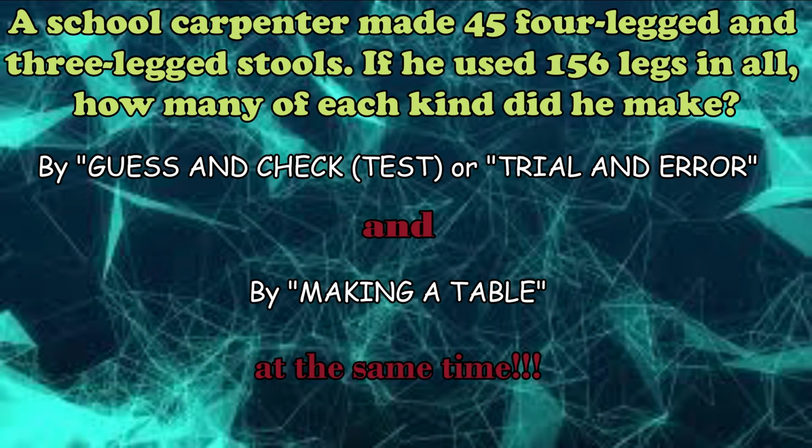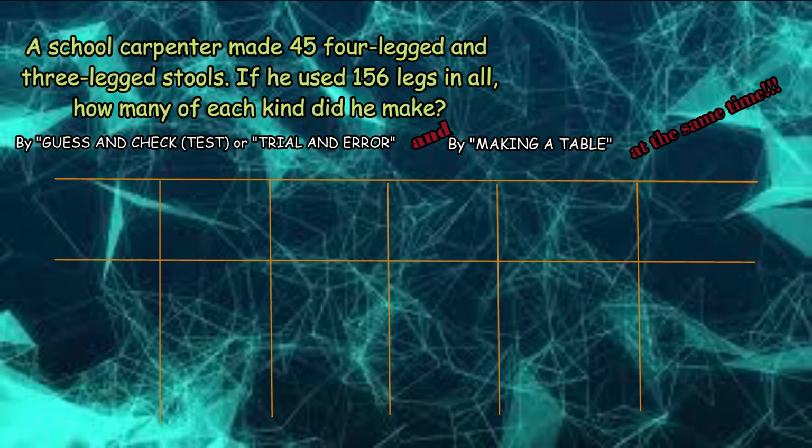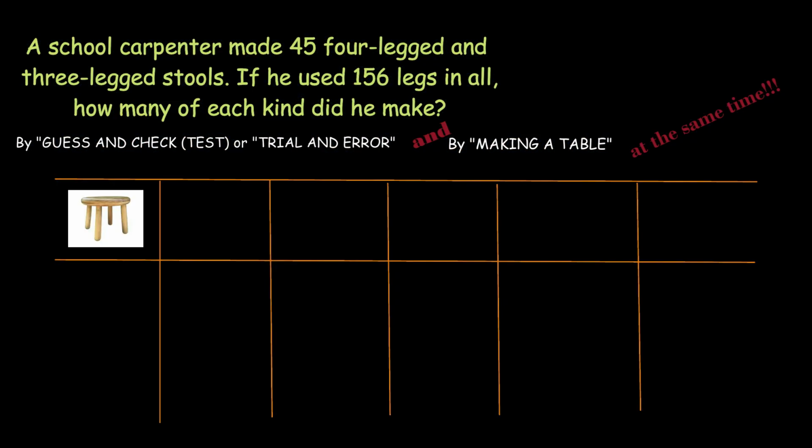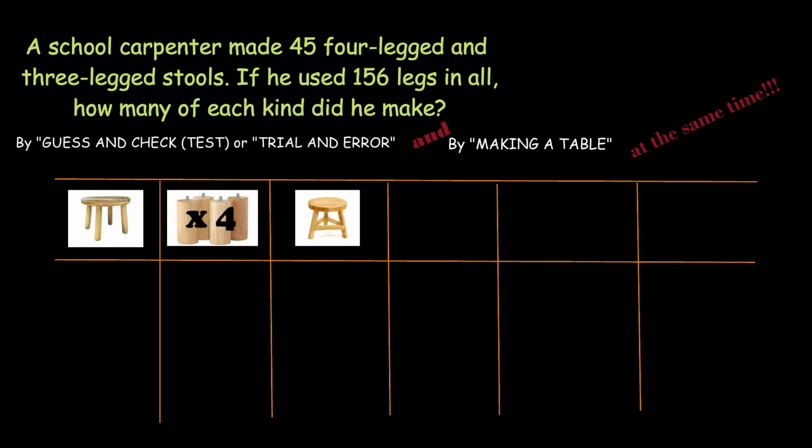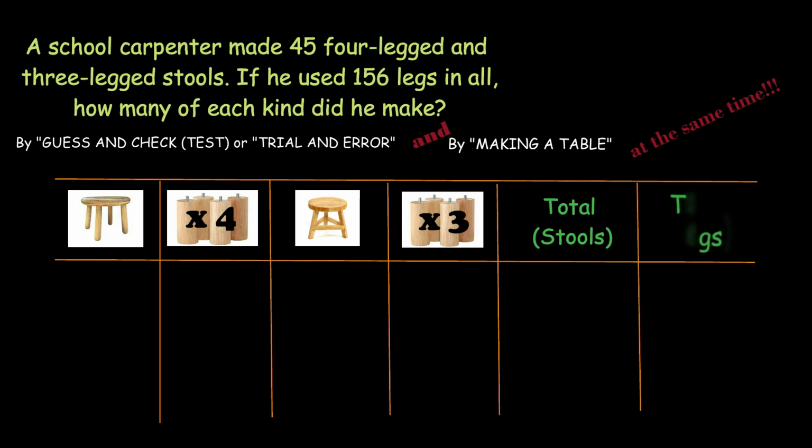Okay, so let us first have the construction of the table. The first column would be the four-legged stool, and the next column would be times 4, and the next would be the three-legged stool, and then the next column would be times 3. The fourth column would be the total number of stools, which should always be 45, and the last column would be the total number of legs used for the three-legged and the four-legged stools, which should be equivalent to 156.